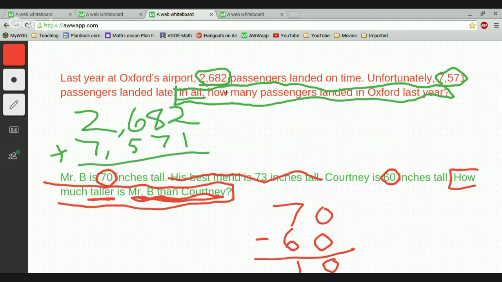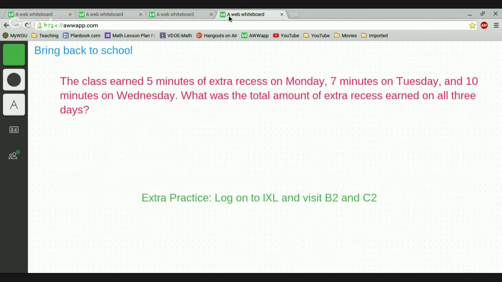So that's me modeling to you what word problems are. So what I need you to bring back to school is I need you to write down this word problem or print it out, whatever makes it best for you. And it says the class earned 5 minutes of extra recess on Monday, 7 minutes on Tuesday, and 10 minutes on Wednesday. What was the total amount of extra recess earned on all 3 days?